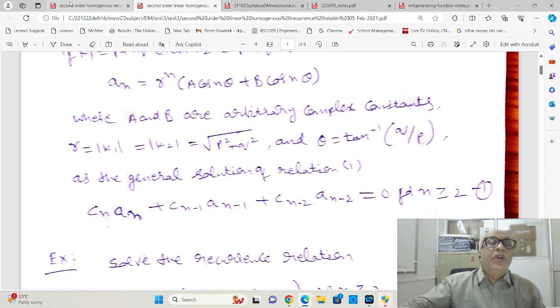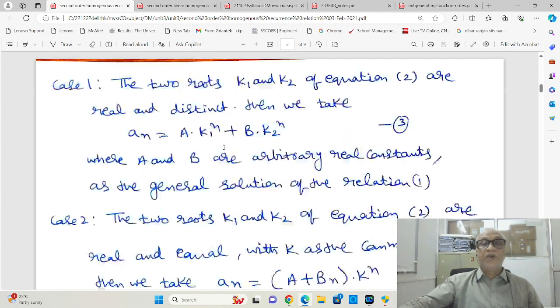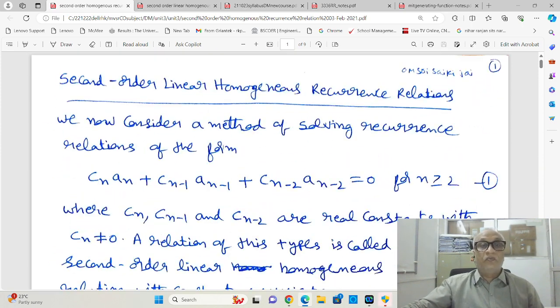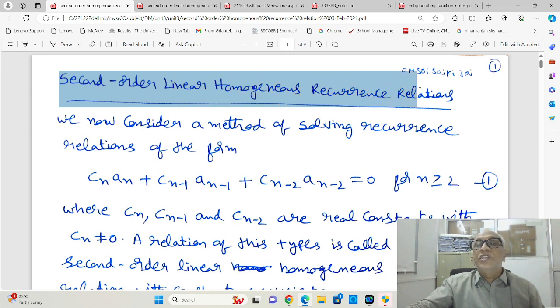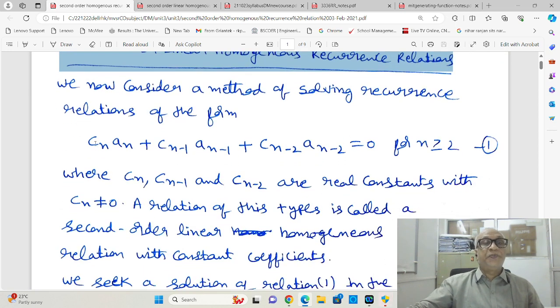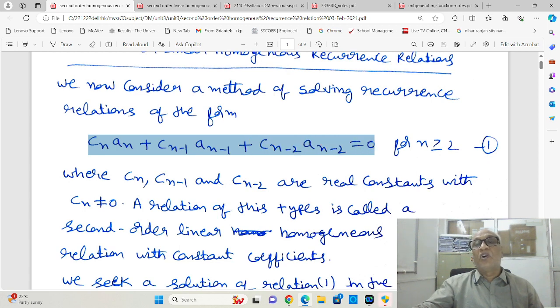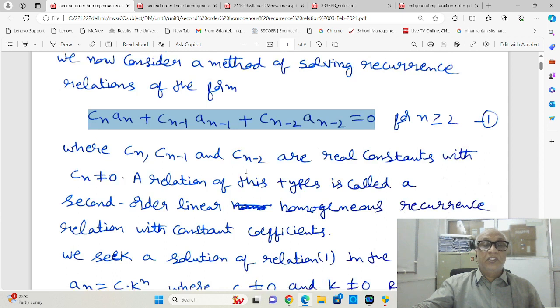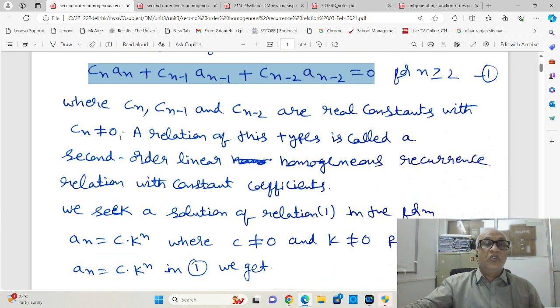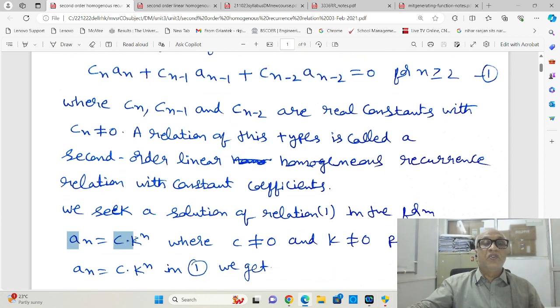So let us look at a few examples. Remember what we have discussed till now. We are speaking about the second order linear homogeneous recurrence relation. We are speaking about this form of the equation. What is the form of this equation? Cn an plus Cn minus 1 an minus 1 plus Cn minus 2 an minus 2 equal to 0 for n greater than or equal to 2. Cn minus 1, Cn minus 2 are constants. Okay. Cn is not equal to 0. What is the solution? Solution is an equal to c k^n.